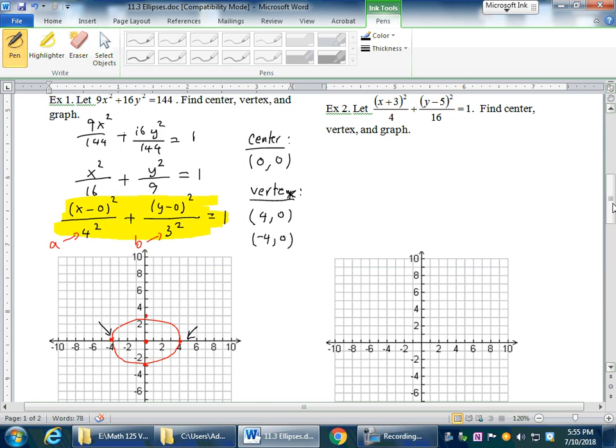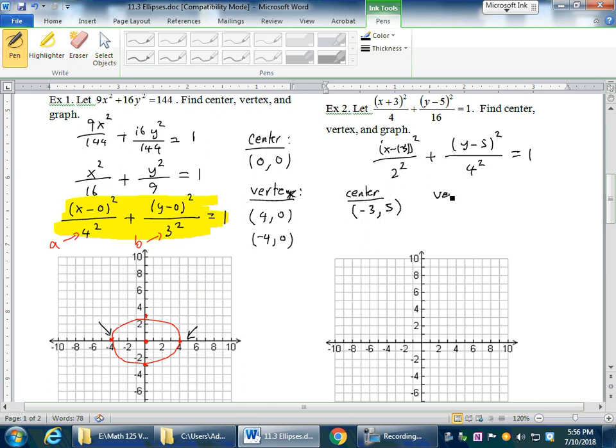So this one is x plus 3 squared over 4, which is 2 squared, plus y minus 5 squared over 16, which is 4 squared, equal to 1. So this helps us to get the center. Remember, the center is x minus h and then y minus k. So this portion, I don't want to write it this way. For the plus sign, we can look at it as a minus a negative 3. So therefore, my center will be negative 3, 5. Are you all following so far?